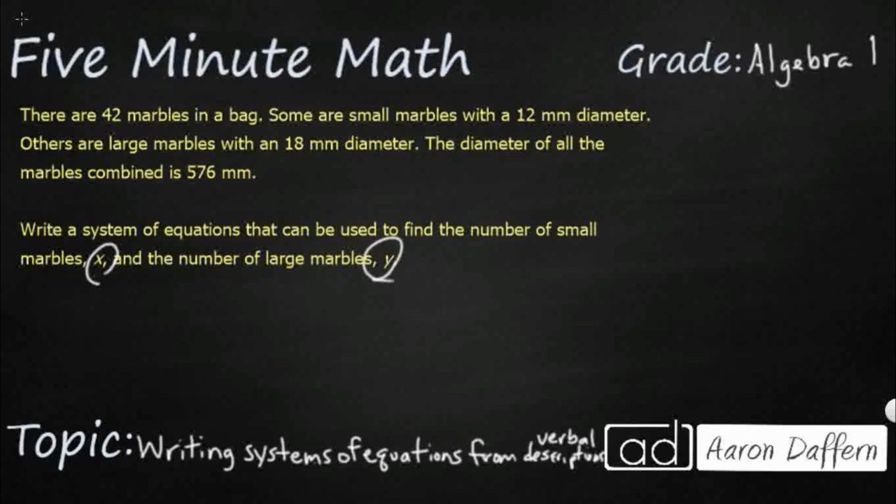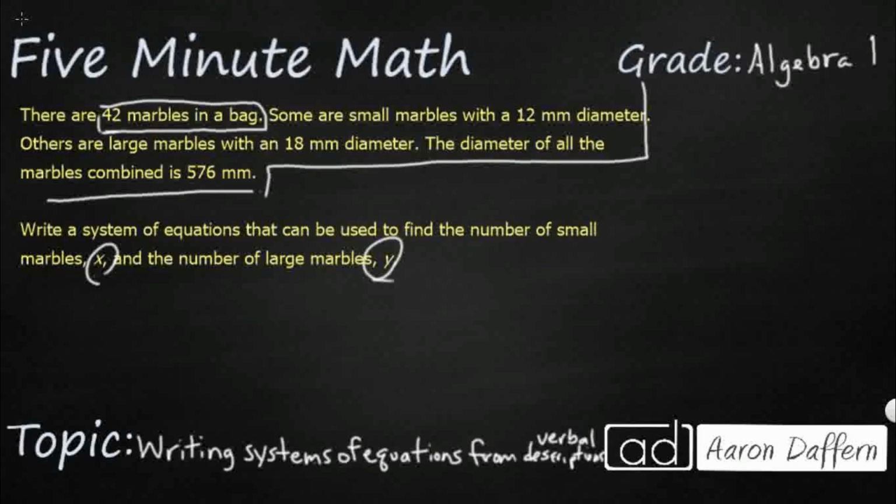Well, let's go back to our problem right here, because all the information we need is actually up here. The only thing we need to get from that bottom section is what x and y are, small and large. All right, so we've got 42 marbles in a bag. And what do we know about those two types of marbles? Well, they're either small, that's the x, or they're large, that's the y. So our first equation is going to be very, very simple.